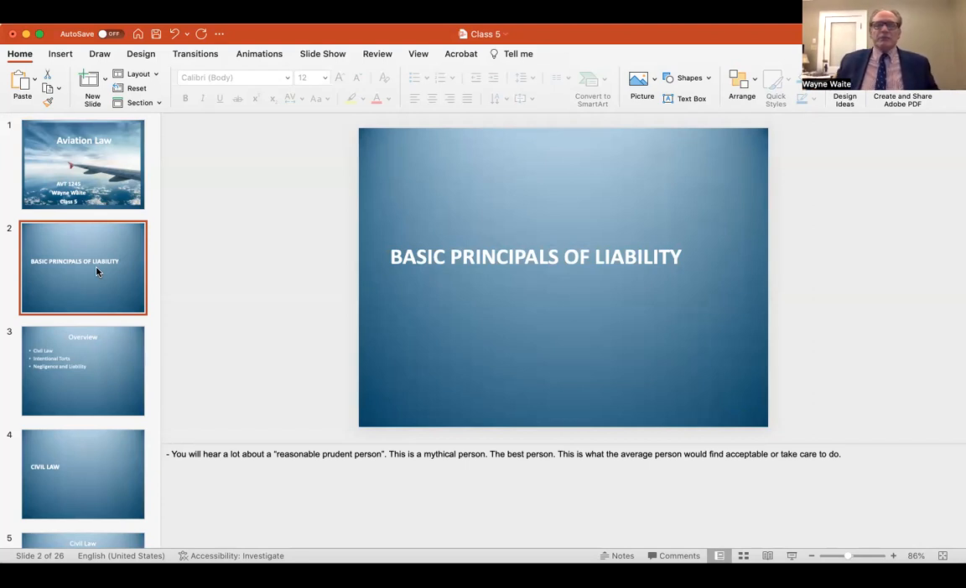The basic principle of civil liability really is this myth of the reasonable, prudent person. If you ever meet the prototypical reasonable person, let me know. It's what the average reasonable person would find acceptable, or what they would do under like or similar circumstances. That's one of the key principles that we'll be talking about tonight as we go through it. And we're always in search of that reasonable man or woman.